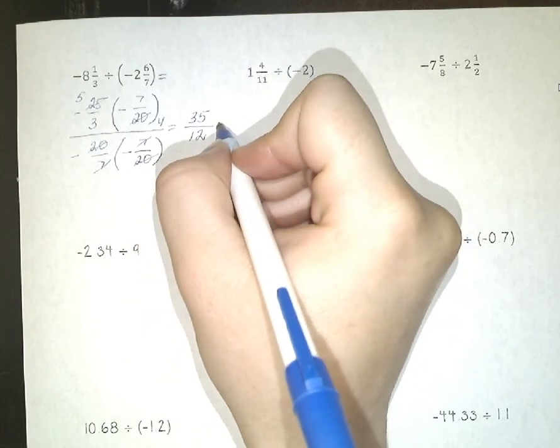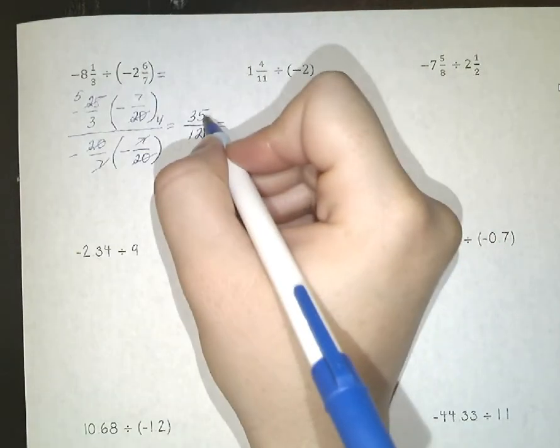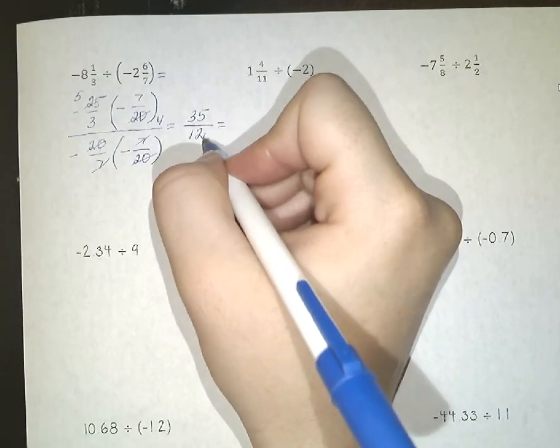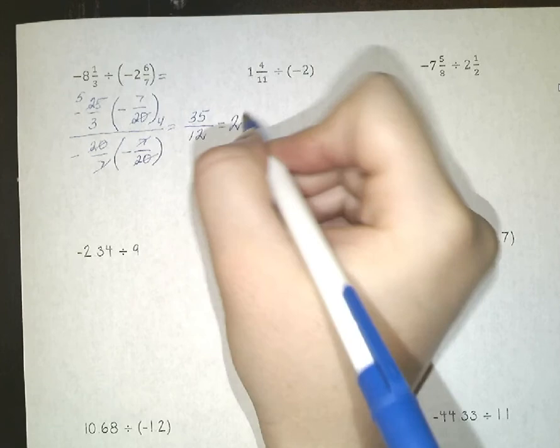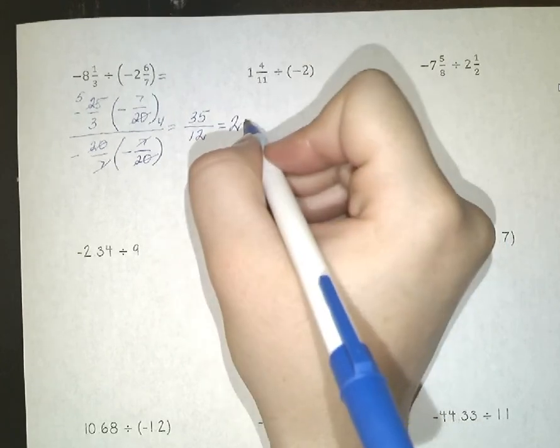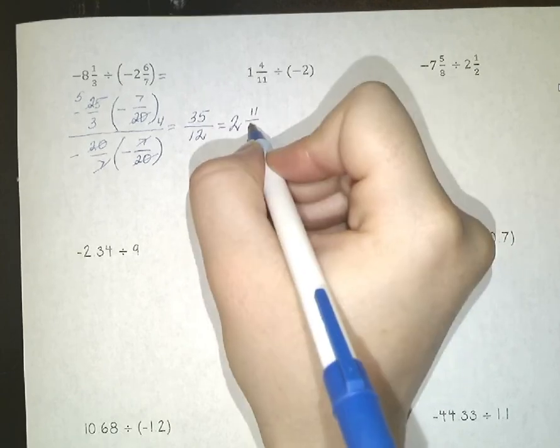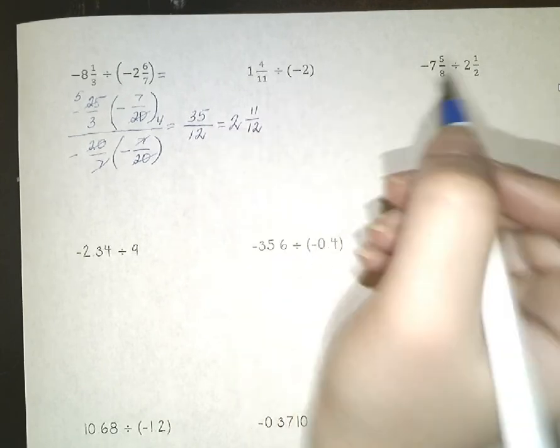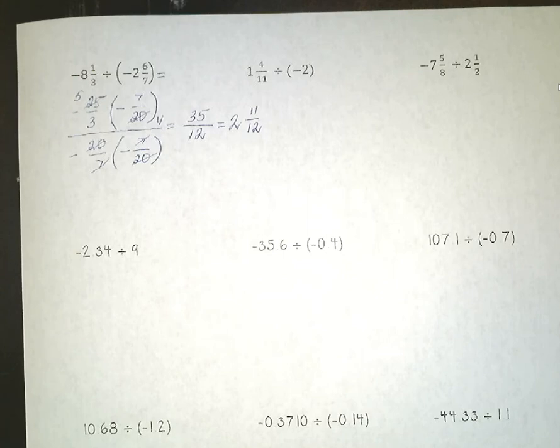Now you need to change it back into a mixed number. 35 divided by 12 is 2. 2 times 12 is 24, so you will have 11 as a remainder. 2 and 11/12. All right, next one.